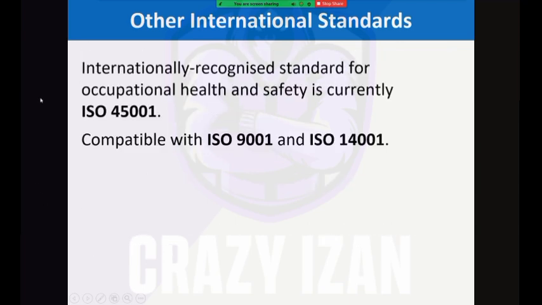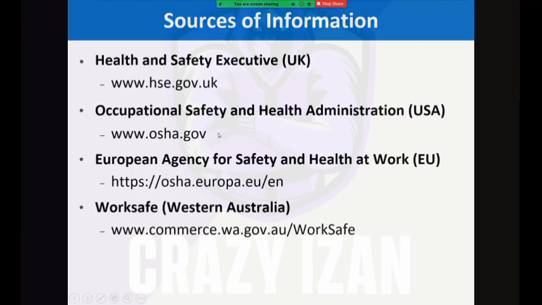These standards are not law, they're good management practice, and they lead to a worldwide common approach to good management of health and safety. Now, the health and safety related standard is ISO 45001. The internationally recognized standard for occupational safety and health is currently known as ISO 45001, which is compatible with ISO 9001 and ISO 14001. So these are the international standards, and ISO 45001 is related to health and safety. Here are various sources of information. You can go to the Health and Safety Executive website, hsc.gov.uk, osha.gov, osha.europa, and commerce.wa.